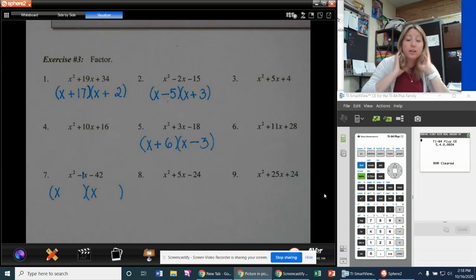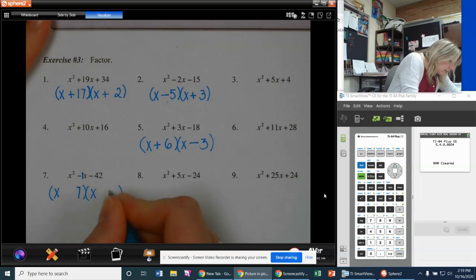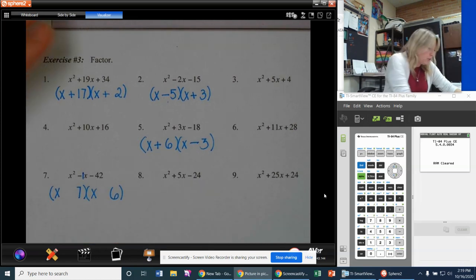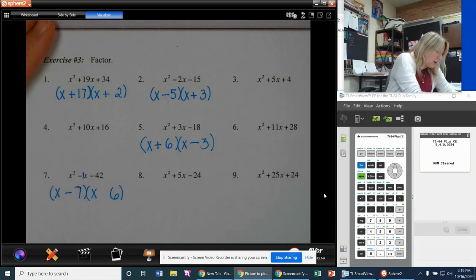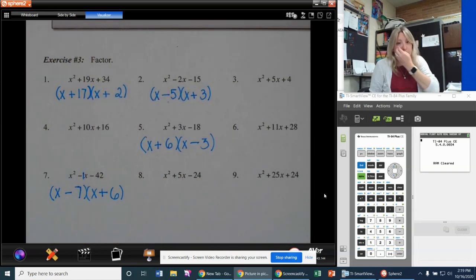Well, 1 and 42 subtracts to give me 41, so it's not that. 2 and 21, well, that subtracts to give me 19, so it's not that. 3 and 14, nope, that's 11. Not 4, not 5, 6 and 7. 7 minus 6 is 1. There we go. Okay. Bigger factor has to match the middle. So the bigger of the two factors is 7, has to match the middle. Negative at the end, so this is the opposite sign.